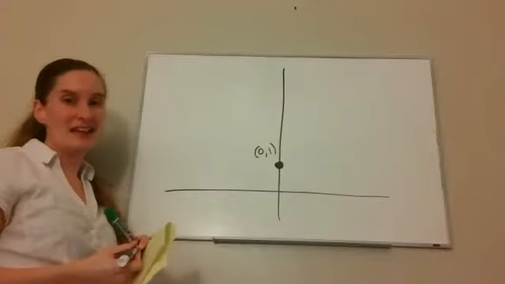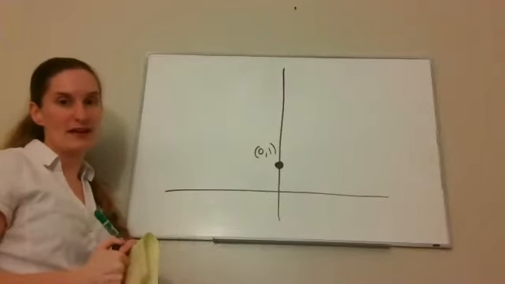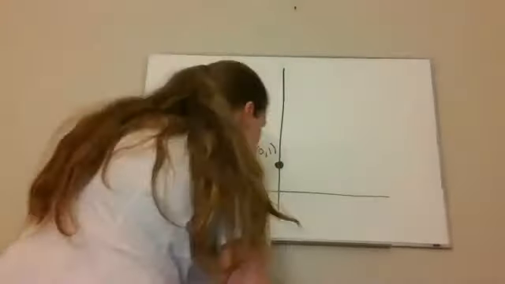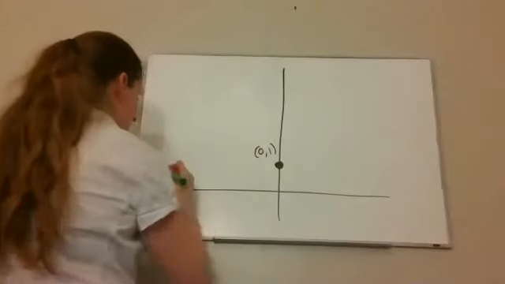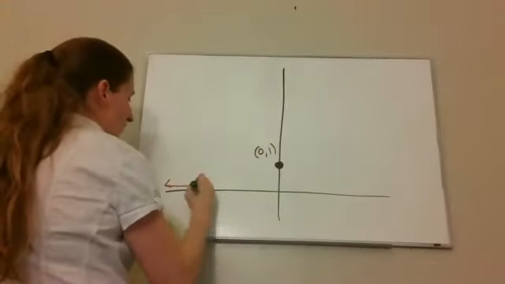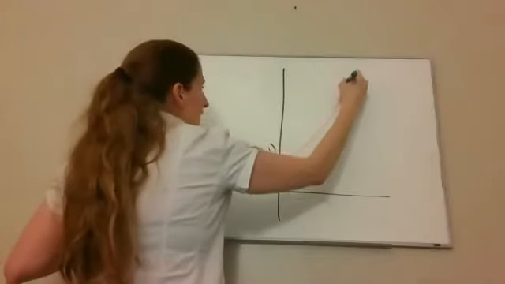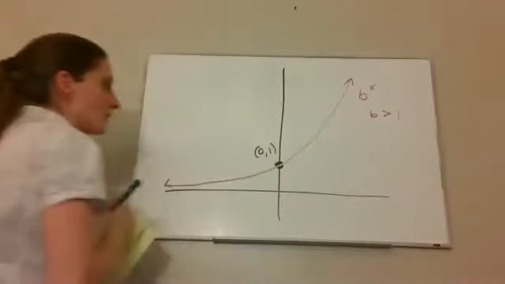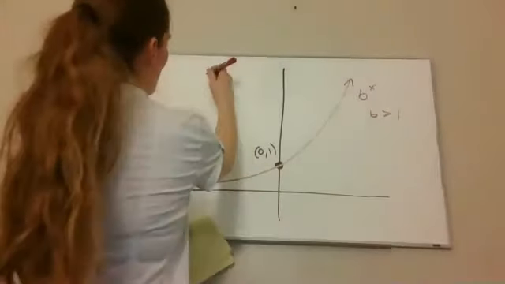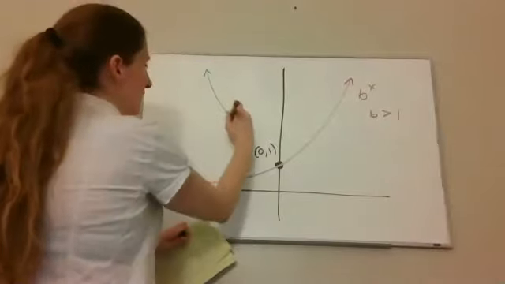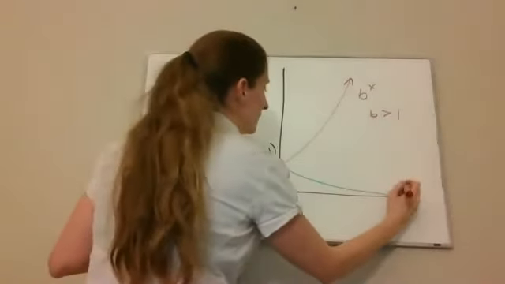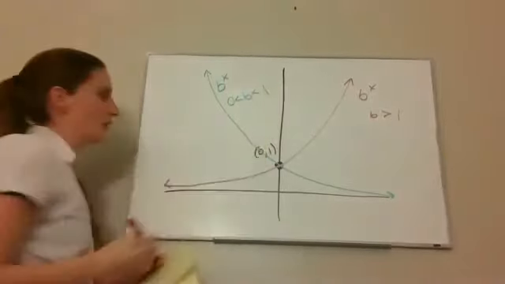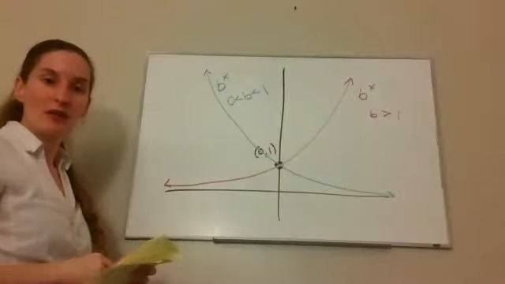And that's because anything to the 0 power is equal to 1, except for 0 to the 0, which you'll talk about when you get to calculus. All right, so our exponential functions can either look like this curve. This is b to the x, where b is greater than 1. Or it can look more like the reflected version, where it's going down. This would be b to the x, where b is between 0 and 1. But the graph is very similar on both sides.